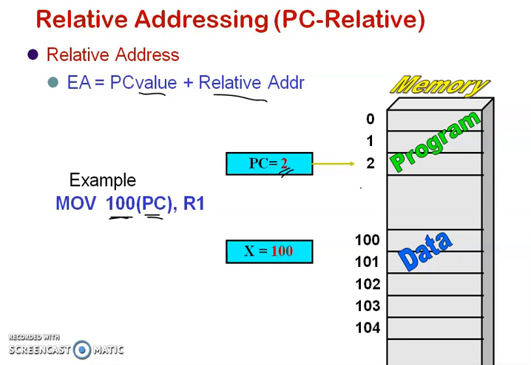This 100 value will be there in the X register. So 100 plus PC, you will get the value 102, and the data stored in location 102, that is 110A, will be taken and stored in the register R1. So using this instruction, some data is being stored in the register R1. This is the case with relative addressing, whose other name is PC relative addressing mode.